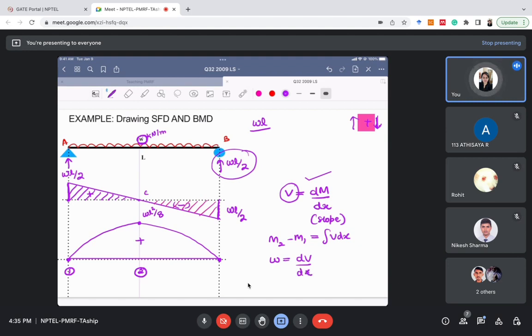And during the GATE exam, you need not solve the entire thing. You can just see the shape from the options and take your answer. If you are satisfied with the shape, then you can take your answer then and there only. You need not calculate every reaction and everything. So this is the benefit of this technique, that you need not solve the entire problem. You can just see the shape from the given options and tick mark your answer. Okay, I hope it is clear.